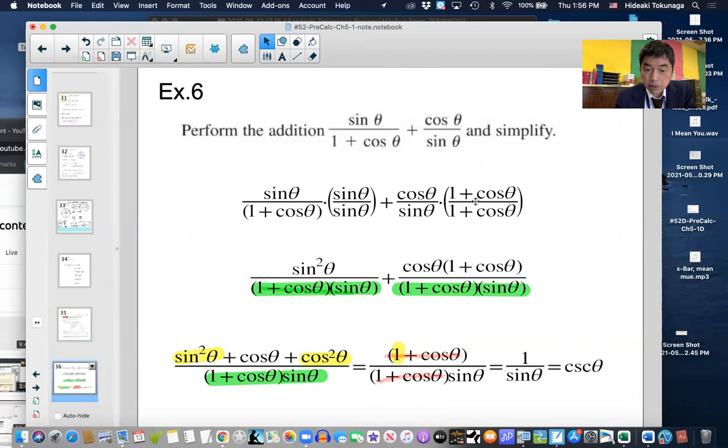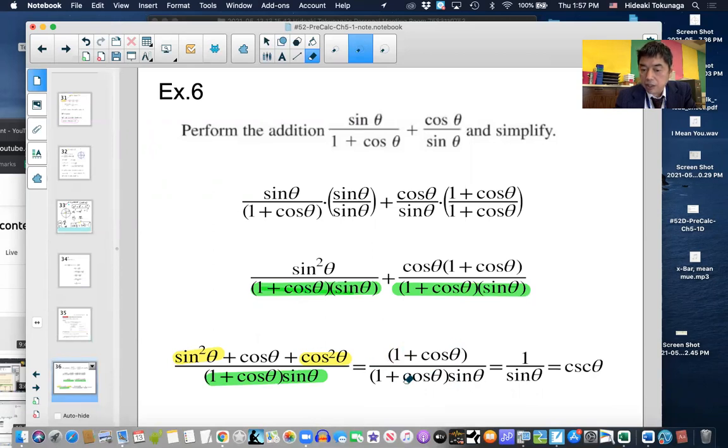Now, what we can do right now, with the same denominator, is use the distributive property. If you distribute, what happens? This is sine squared theta, the yellow highlighted one. Cosine theta times 1 is cosine theta. Cosine theta times cosine theta is cosine squared theta, and we just did the Pythagorean identity, which is 1. So the numerator is 1 plus cosine theta.